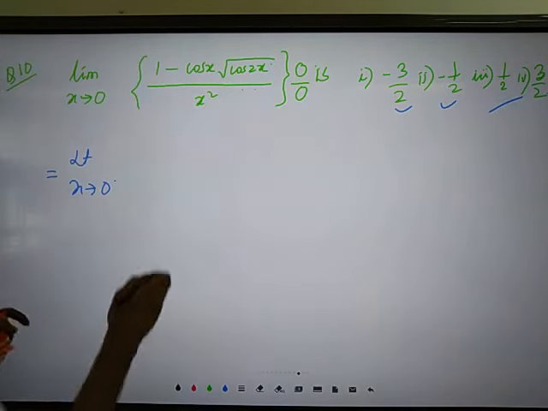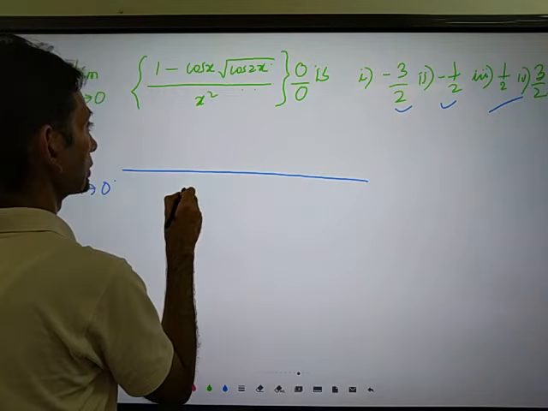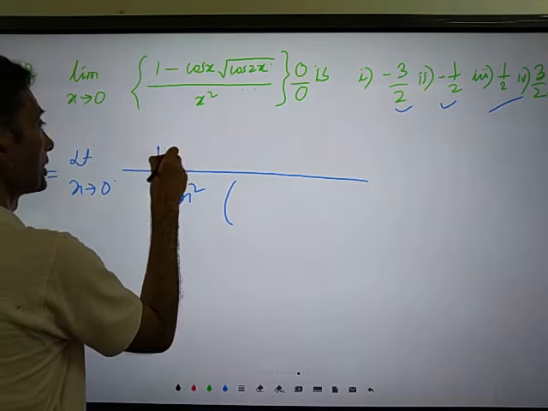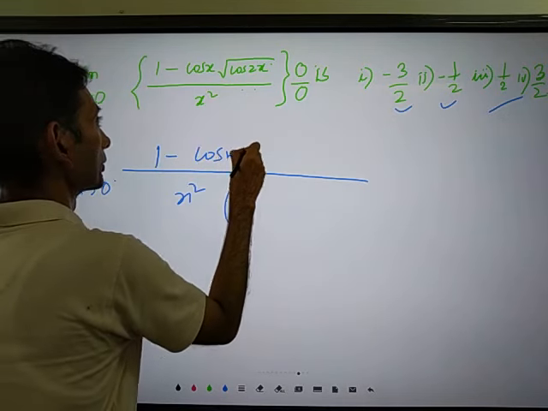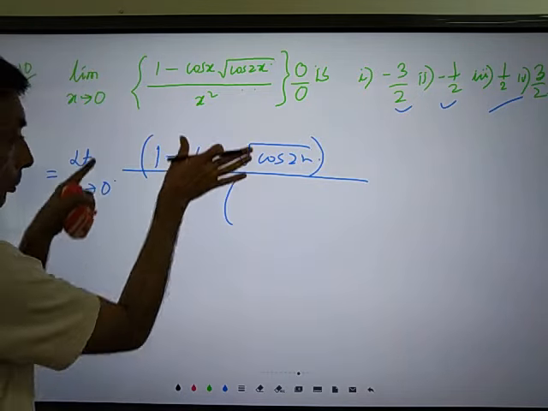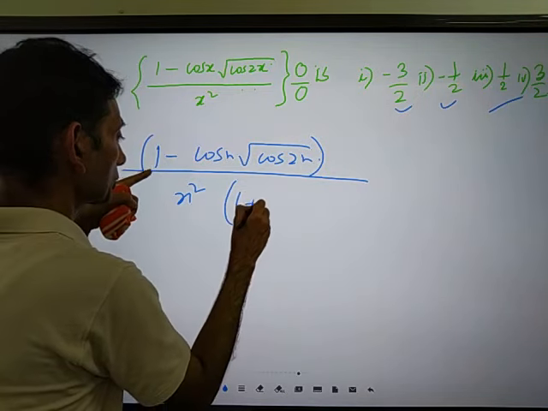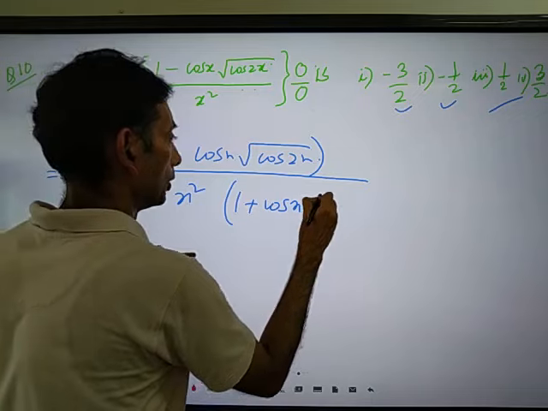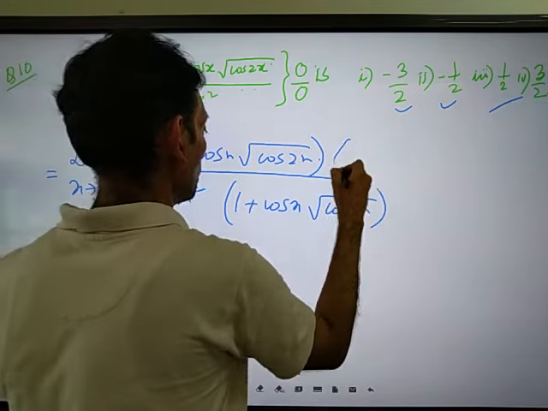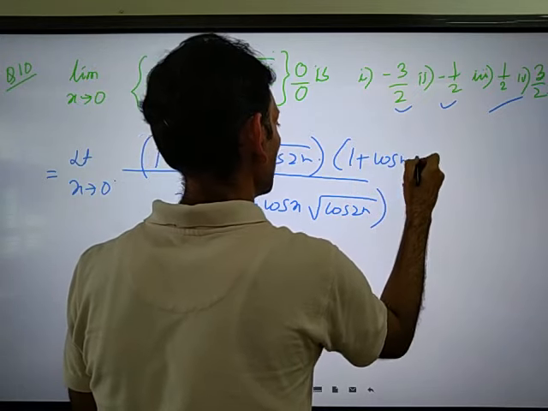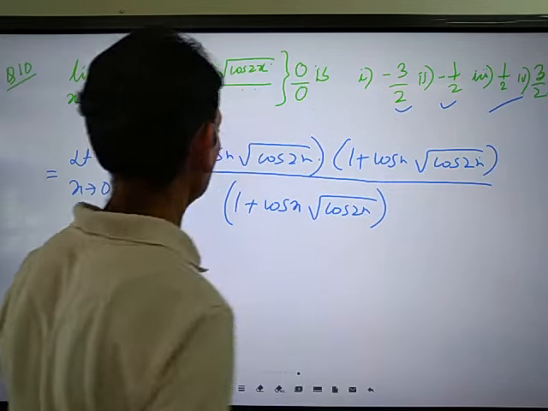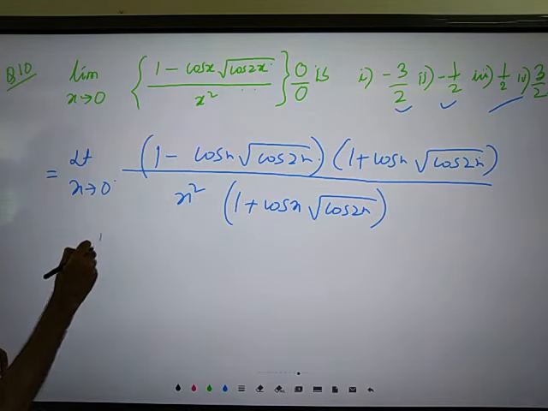Okay, limit x tends to 0. This is x squared. What I am going to do is multiply both. Let me write these terms. 1 minus cos x, cos twice x. So I'm just going to multiply both numerator and denominator by 1 plus cos x cos twice x. I'm just going to multiply these terms. So 1 plus cos x cos twice x, right? Just multiplying both numerator and denominator by this. Now start simplifying.